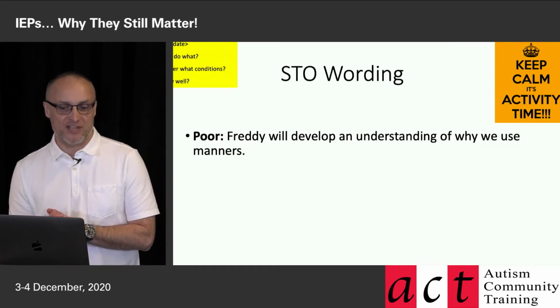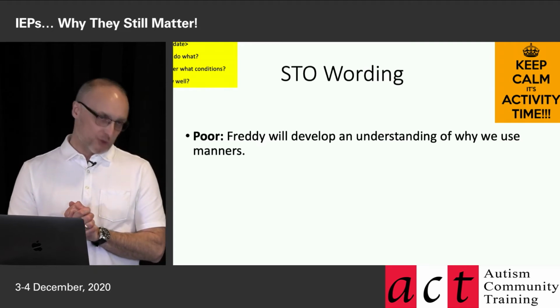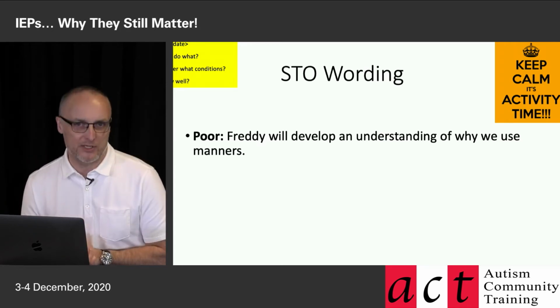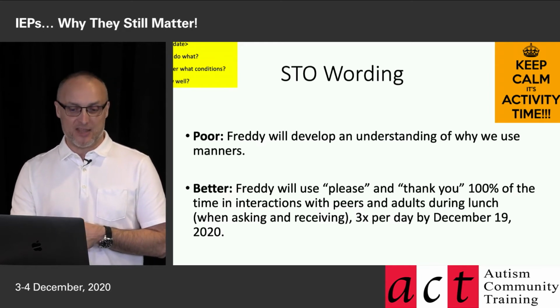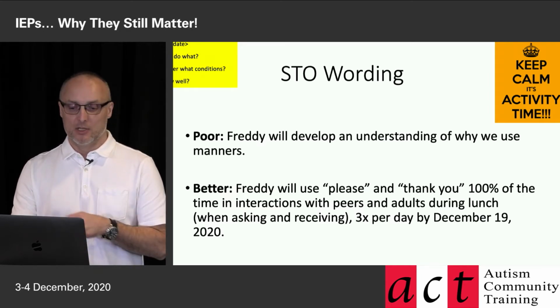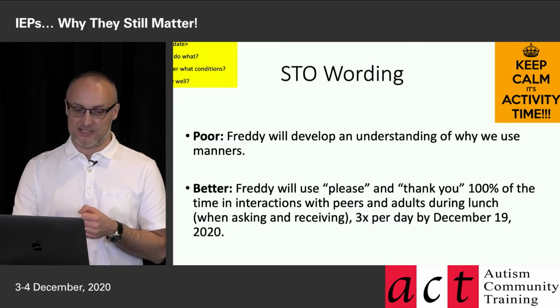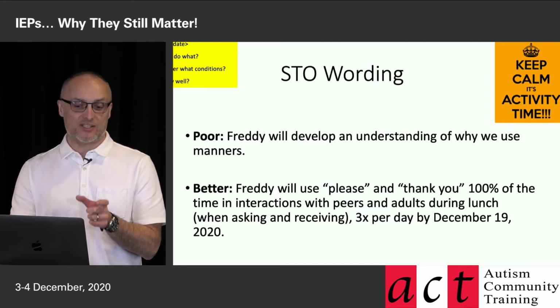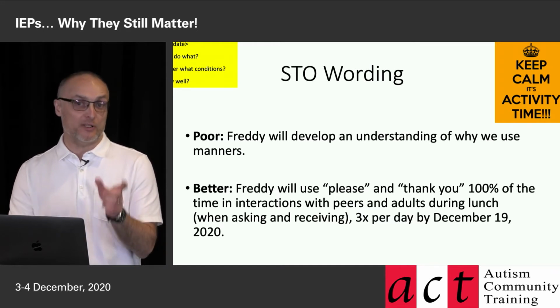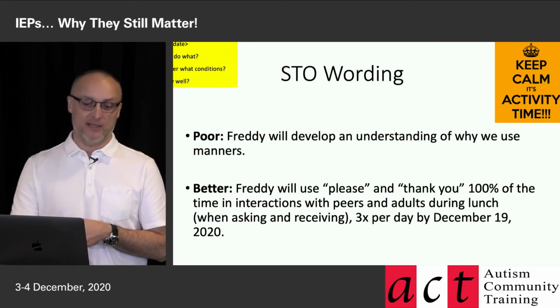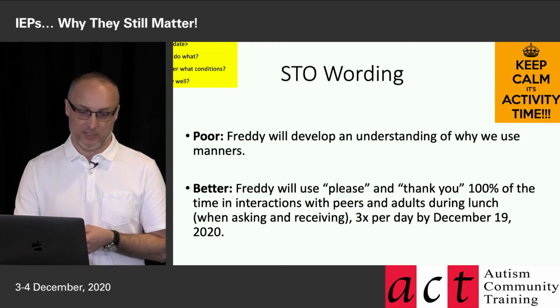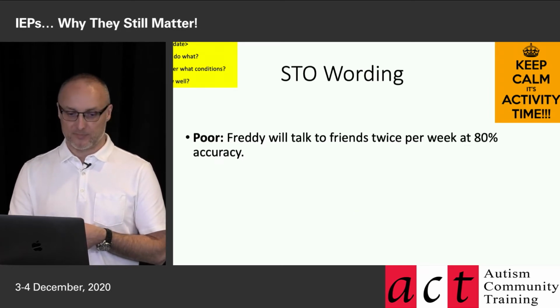Freddie will develop an understanding of why we use manners. Ugh, shoot me. No, he won't understand why we use manners. Freddie will use his manners. Freddie will use please and thank you, that's the verb, 100% of the time, that's the criterion, in interactions with peers and adults during lunch while giving and receiving, that's the context, 3 times per day by December 19th, 2020, right? Much, much better.